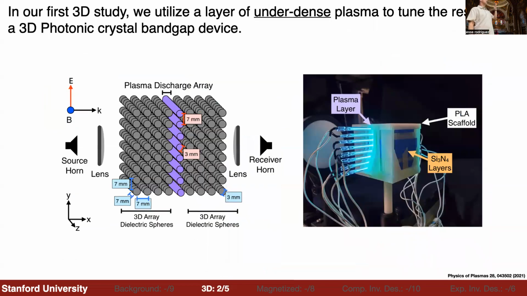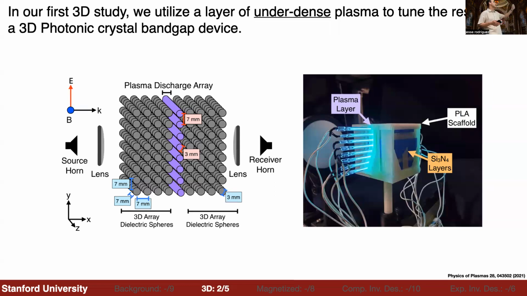So in our first 3D study, we utilized a layer of underdense plasma. So now we're in that 0 to 1 regime, okay? To tune the response of a 3D photonic crystal bandgap device. Okay, so these are 2 3D photonic crystals that are cubic lattice, dielectric photonic crystals. These are silicon nitride bearings, and they're just in a simple cubic lattice.